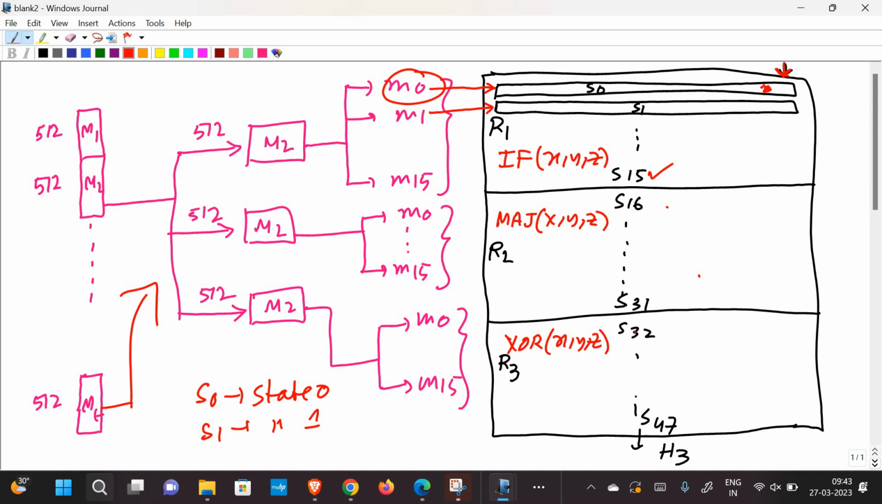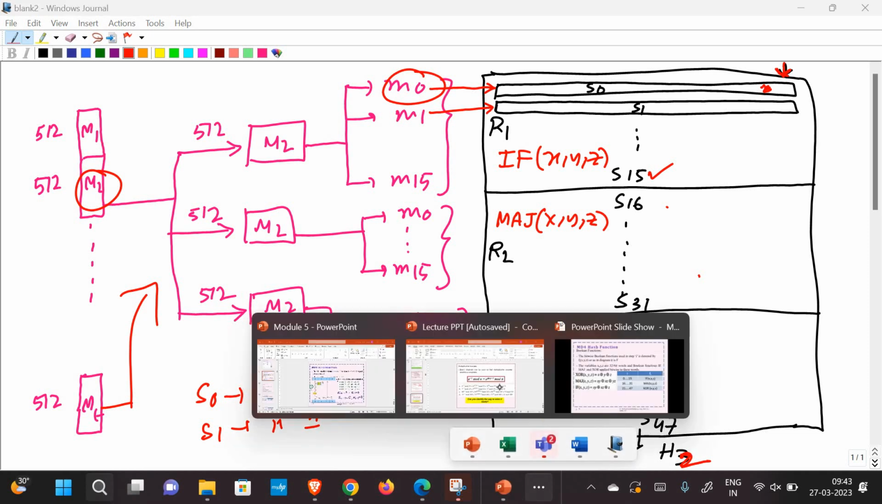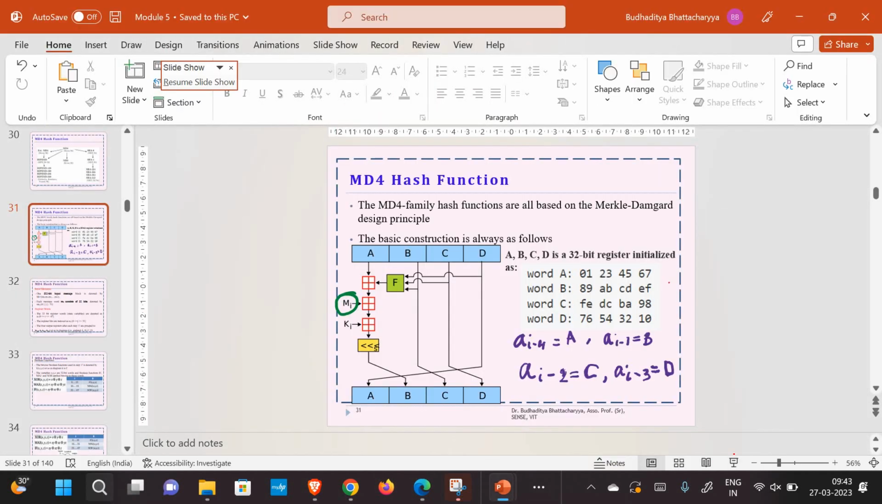What will be? H3. H3 is because we are considering M2. Oh, acha, yeah, that should be H2. Correct. H2. It should be H2. Correct. So in that way, it will go on. Right, and as I said already, the standard values should be there.